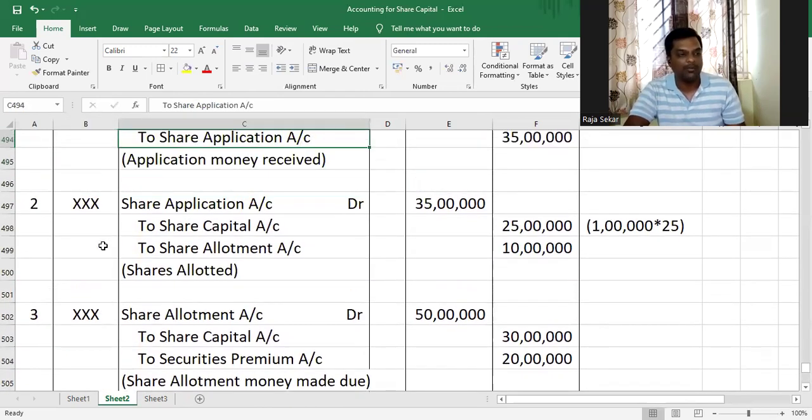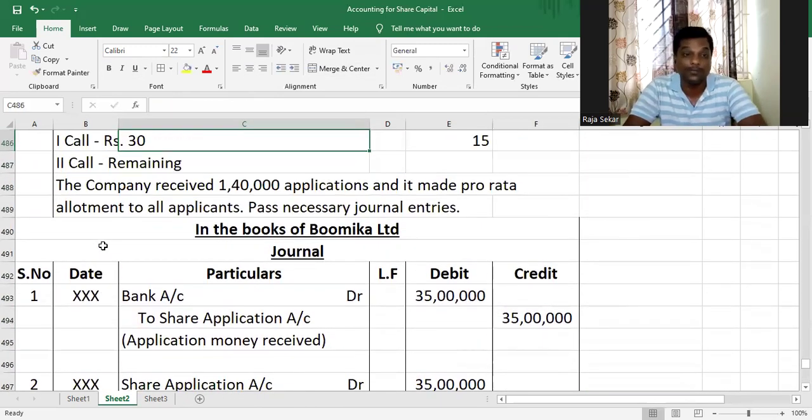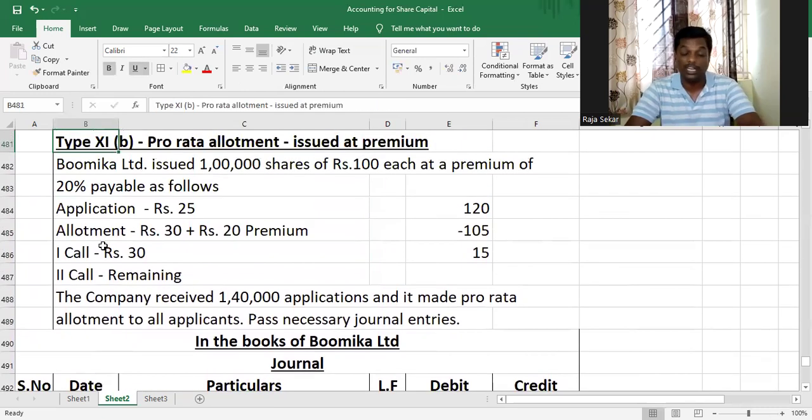So the premium being involved does not affect accounting for issue of shares under pro rata in any way, unless there is calls in arrears and the shares are further forfeited. The concept of forfeiture and everything I'll teach in the upcoming videos, and I'll teach you how to account for it also. And with that, we have come to the end of this video, my dear children.